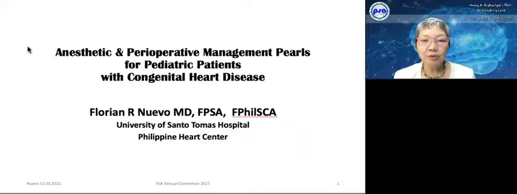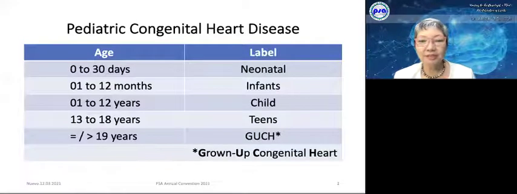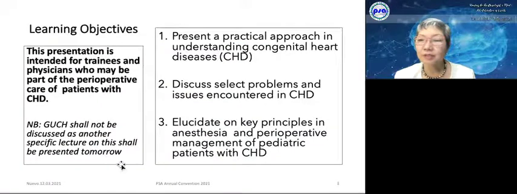And this afternoon, I'm going to present the perioperative management pearls on congenital heart disease. As we know, this can be from the neonates up to the grown-up congenital heart diseases. But for this talk, I'm not going to give information on the grown-up congenital heart disease. And this lecture is intended for trainees and other physicians who do not regularly handle congenital heart disease. And these are the talking points. So let's go ahead.